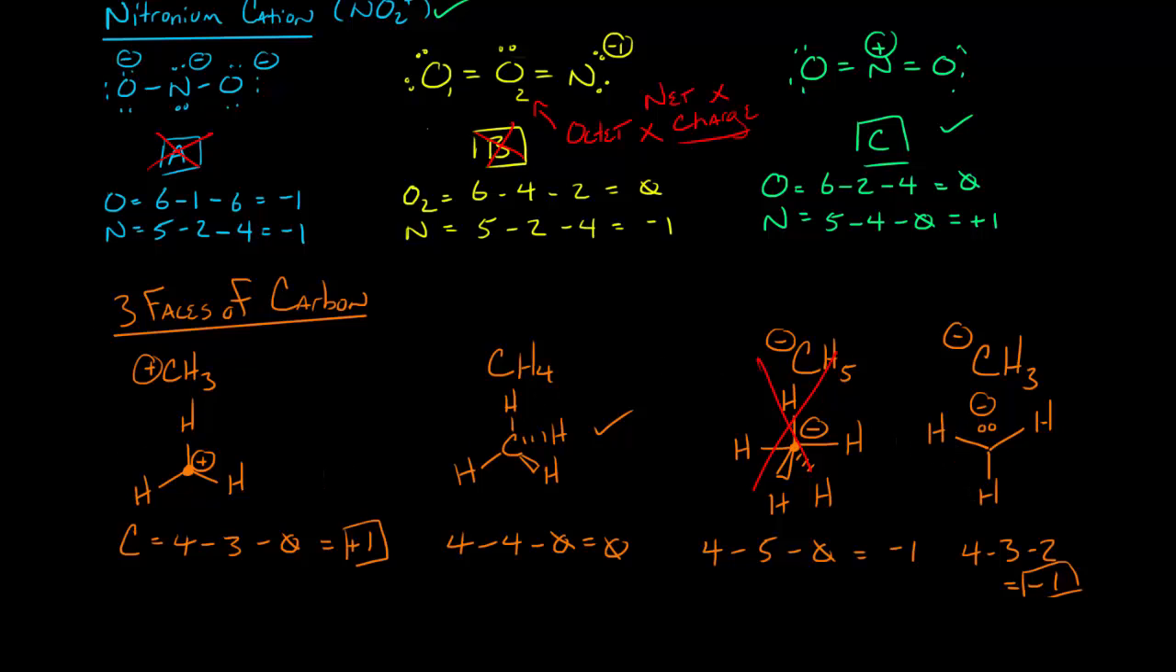Okay, so now you just saw 3 different ways you can draw carbon: positive, neutral, or negative. And you are now very aware to stay away from this kind of octet rule violating structure.